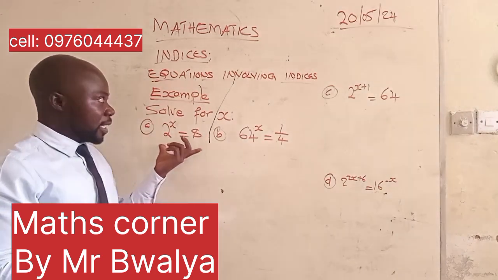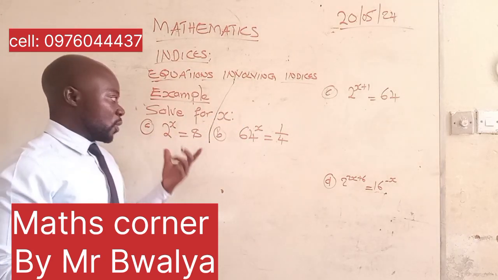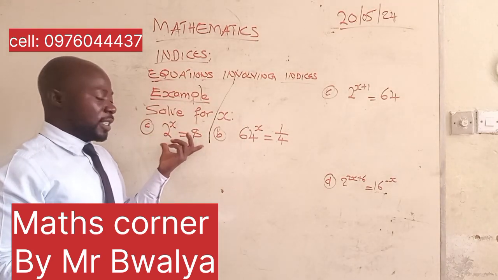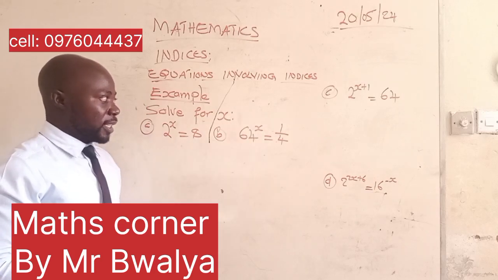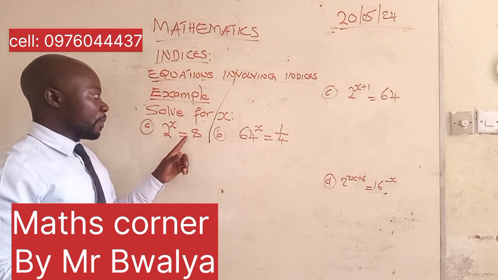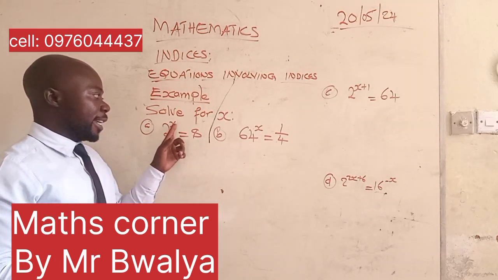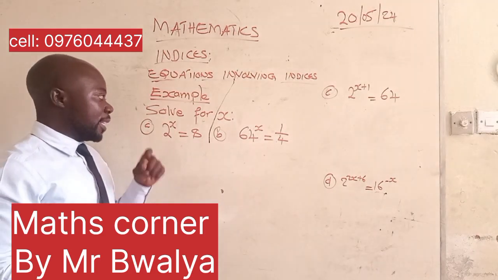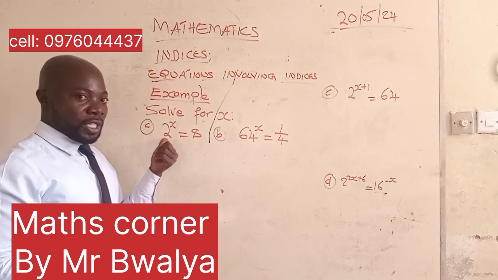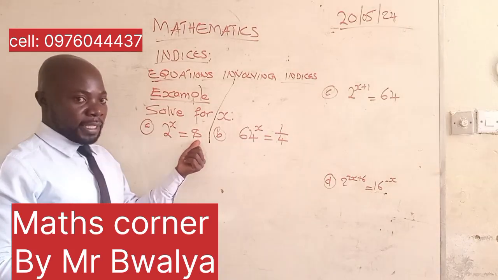So this is the equation given. Remember, they are saying equations involving indices. So they want us to solve these equations on the board. The first one is A, which is 2 to the power x, where x is the exponent or index, and the base is 2 here. It equals 8.